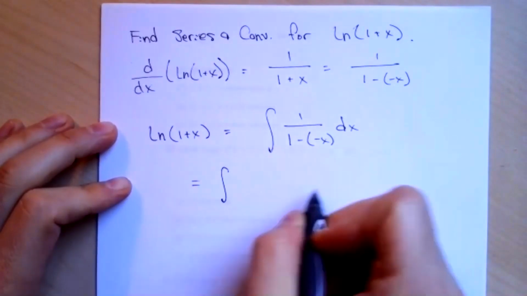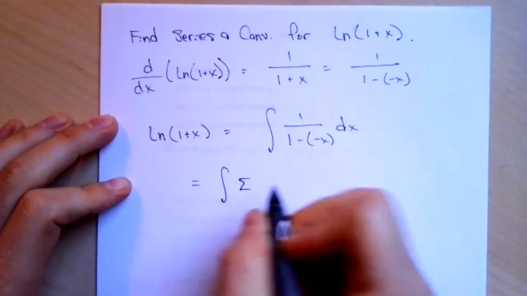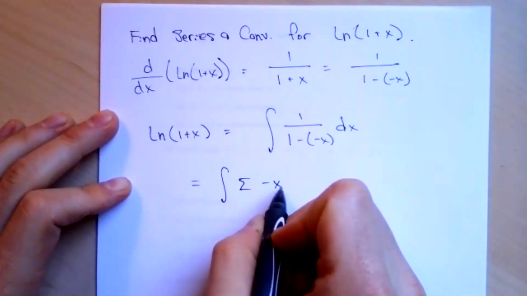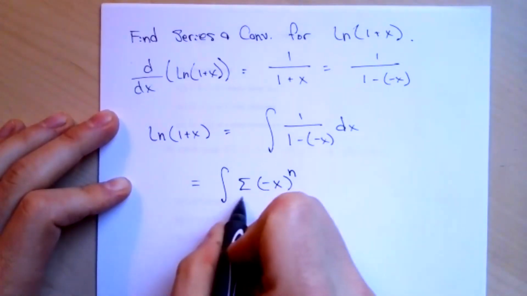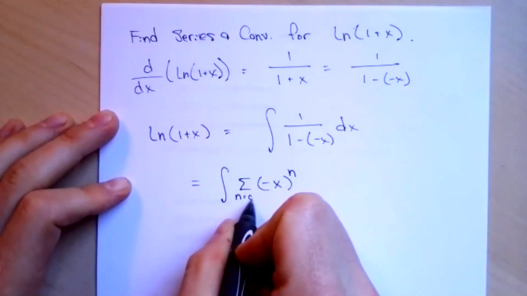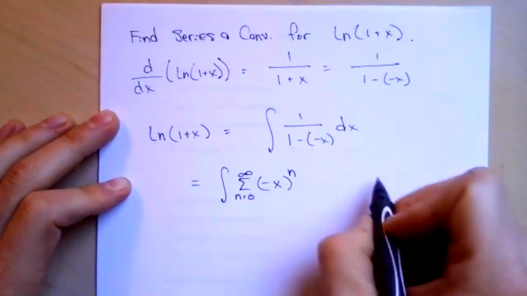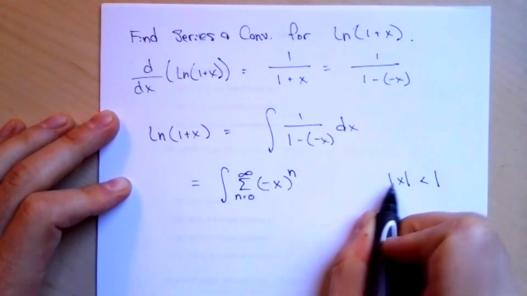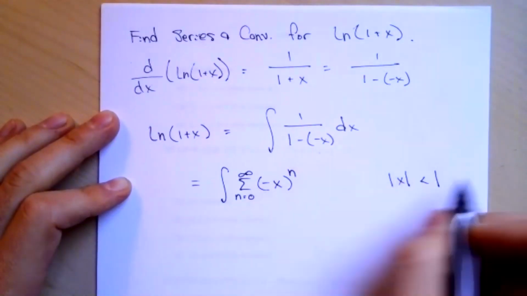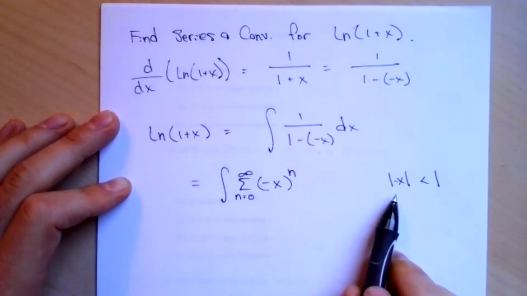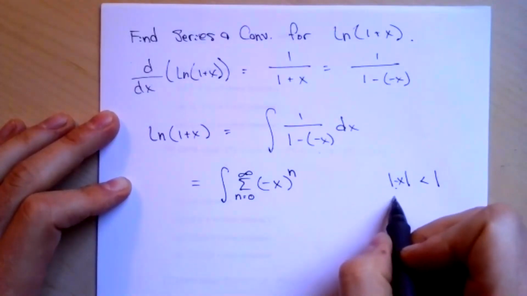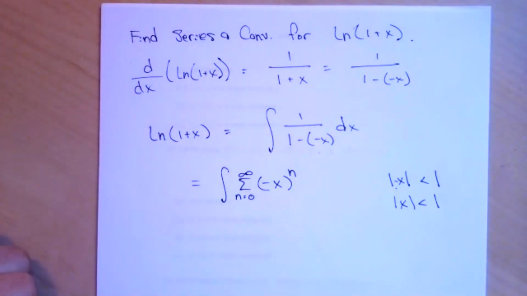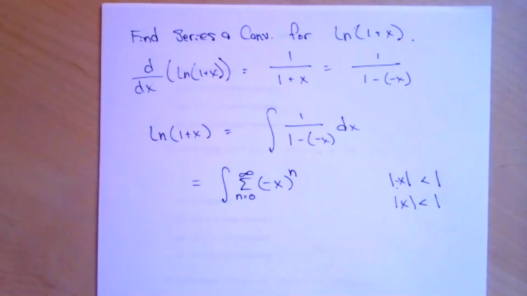So we need to integrate our geometric series. So we have minus x to the n. And so it's this step here that we want to require that the absolute value of the argument, absolute value of minus x, is less than 1, which is, of course, the same as absolute value of x less than 1. So that'll give us our radius here dictated by our series.